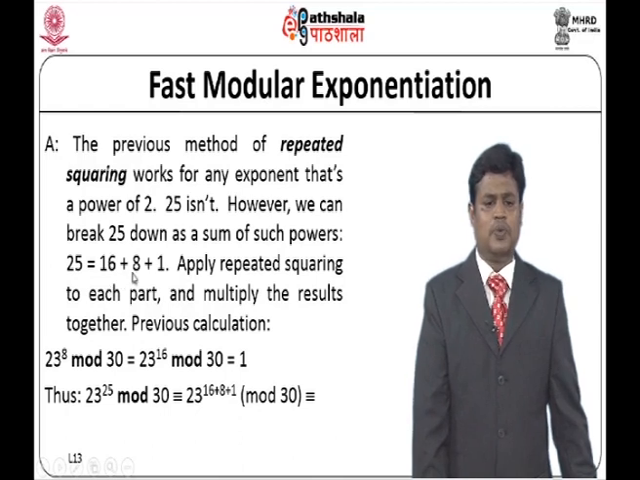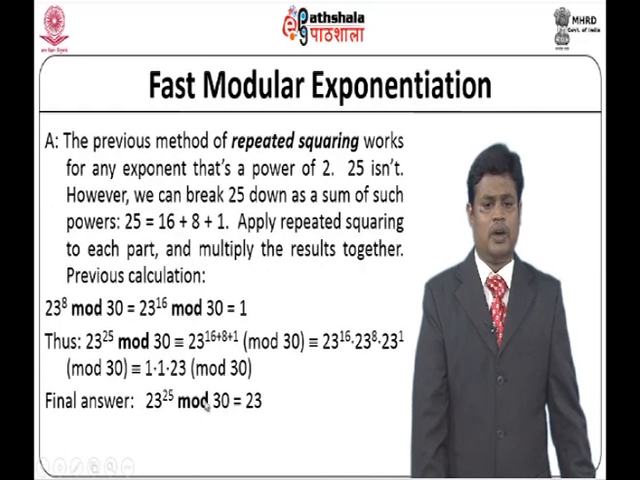So 16 is a power of 2, 8 is a power of 2, and 1 is also, and 16 plus 8 is 24, plus 1 is 25. So applying repeated squaring to each part and multiplying the results together, we can finally get the answer. For example, here you take 23 power 16 plus 8 plus 1. You can see 23 power 16, 23 power 8, 23 power 1. 16 we already know is 1, 8 is also going to be 1, then finally 23. So 23 power 25 mod 30 is equal to 23.